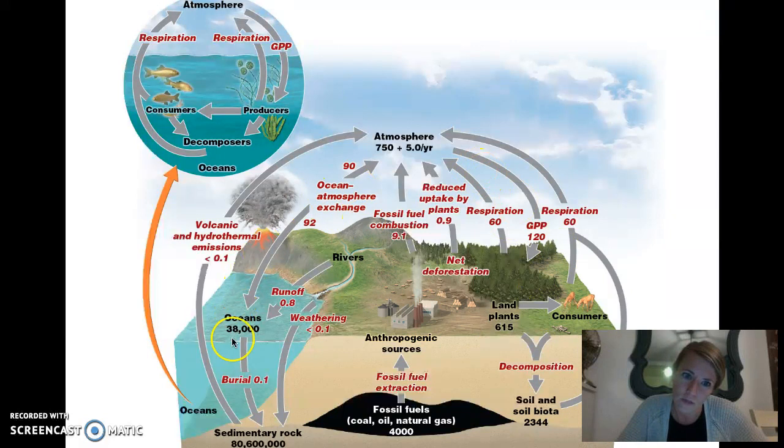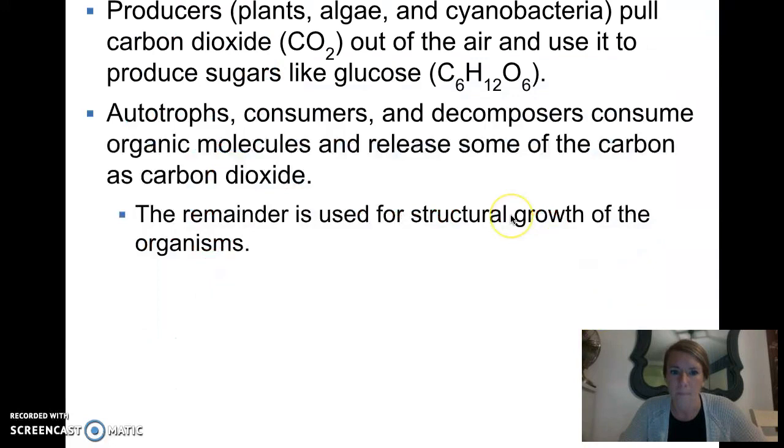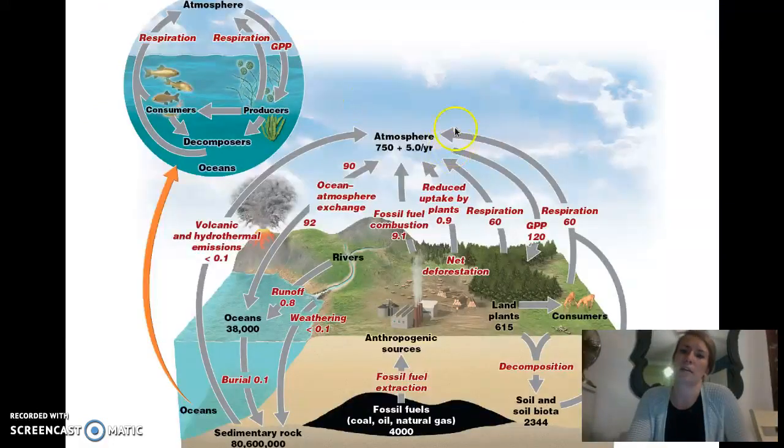It also goes into the ocean, ocean atmospheric exchange. We'll talk about that in a minute. But basically, the producers, so the plants, algae, and cyanobacteria, take carbon dioxide out of the air and make glucose from it. So that's what this arrow is showing. We're taking the GPP, the gross primary productivity.